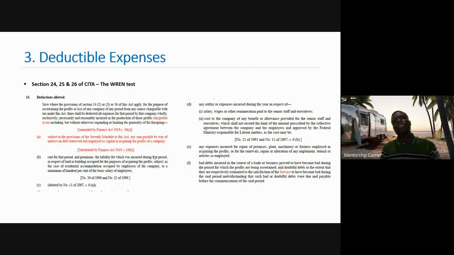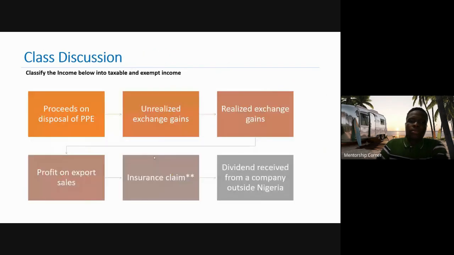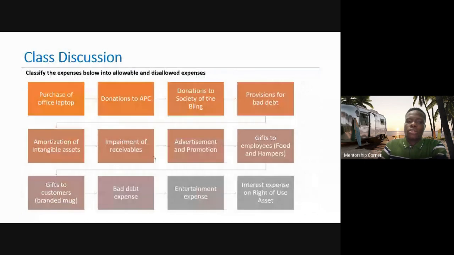Deductible expense. So let me do a quick quiz. So for people on the call, right? Based on what we have discussed so far, let me see. I think this is like, okay. Let me see this.